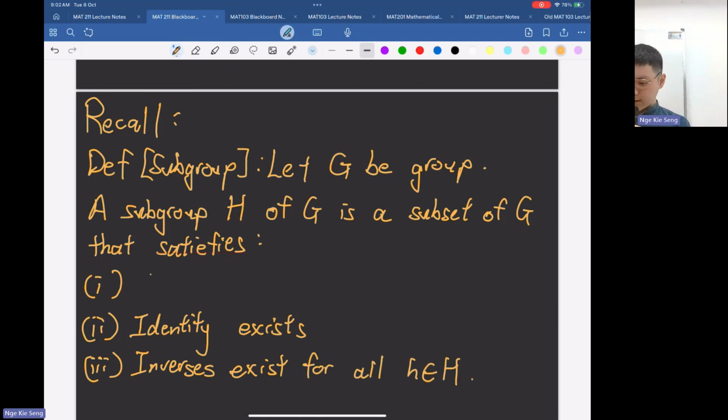And lastly, you need closure. Closure means what? If you take two elements in H and you multiply, for sure it is in G, because it's a group. But you require it to be in H as well. Stay in H, stay inside a subgroup.